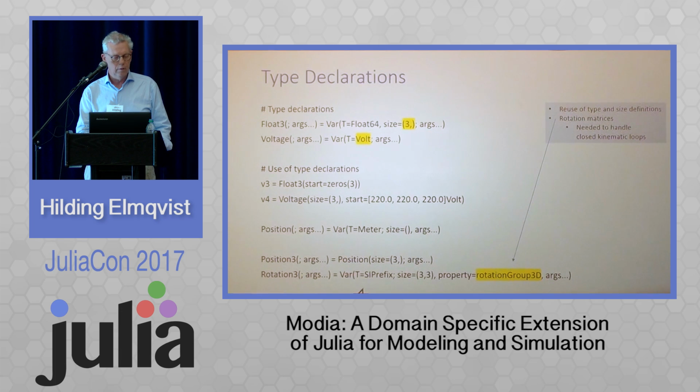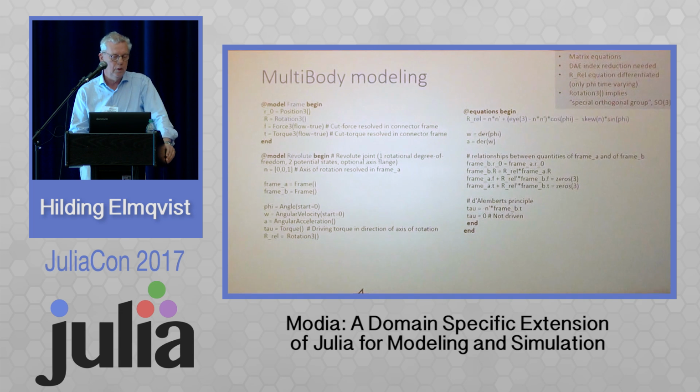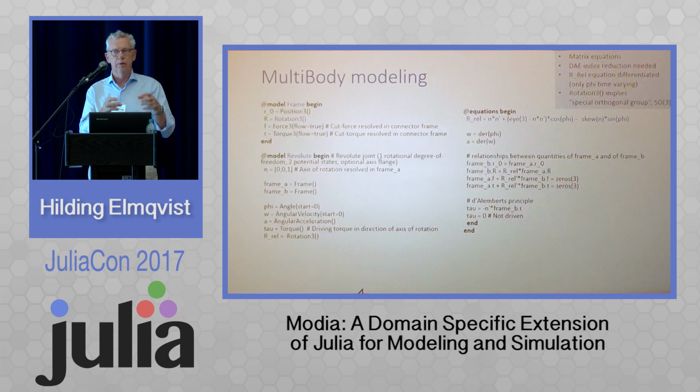So for example, this is a type declaration corresponding to this. I will not go through the details, but for example, a position has the type of the variable meter, and then I can say that a free vector of positions that is used for multi-body modeling has a size of 3 elements like this. There are also special properties for rotation matrices built in order to handle multi-body systems. So multi-body modeling you can do in this way. You have then a different kind of connector called frame. So for multi-body you have the position, of course, in 3D space, the rotation as a 3D matrix, and the forces and torques acting in this point. So that is how you couple parts of the multi-body system.